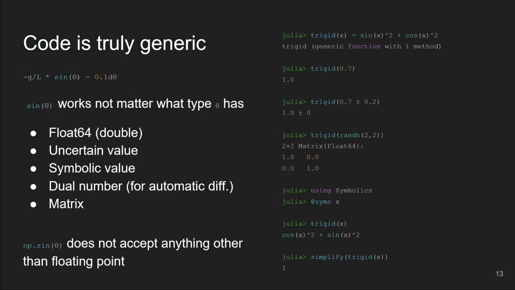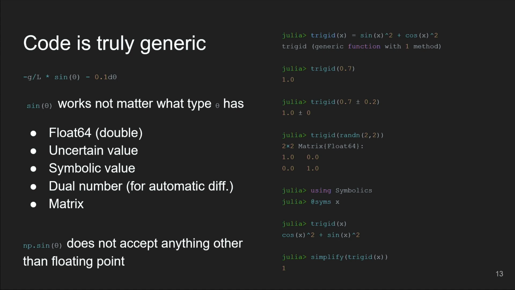So here is an additional example just to drive home the point. I have defined a trigonometric identity. You might be familiar with it. If I send in a floating point value, you get the number 1. If I send in the uncertain value here, I also get the number 1. And there is no uncertainty left because it doesn't matter what the number is. The identity is always 1. And here we actually send a random matrix in. The result is an identity matrix, so that works.